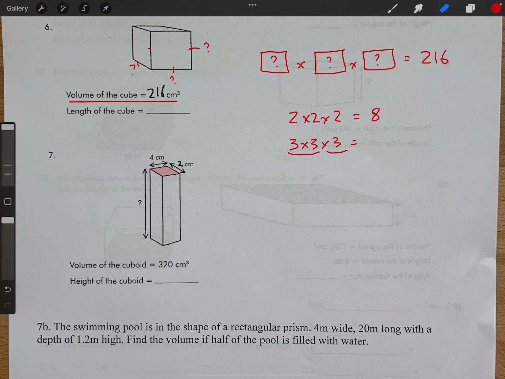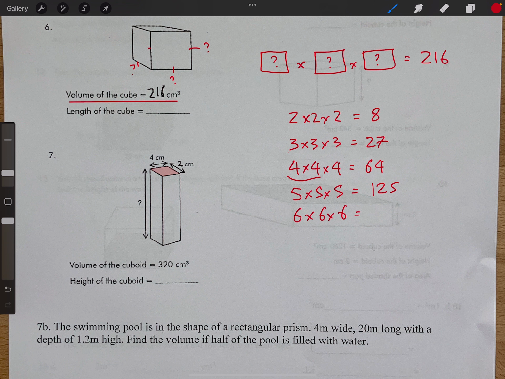That's wrong. 3 times 3 is 9. And then 9 times 3 is 27. Okay. 4 times 4 times 4 would be 4 times 4 is 16. 16 times 4 is 64. Alright. 5 times 5 times 5. That'll be 125. Now 6 times 6 times 6 will be 216. Therefore, each side must equal 6. And because this is centimeters cubed, each side must be 6 centimeters.